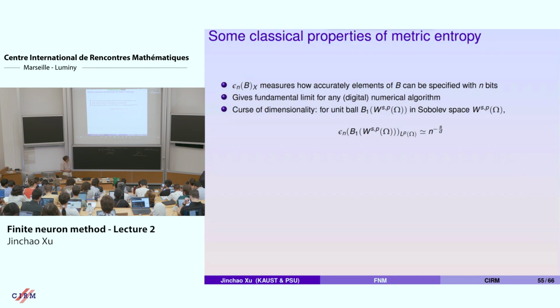The function class is, we're talking about the unit ball, okay. Now if the ball size is very small, if my Sobolev norm is very small, then it's a different matter. Do you get the idea?